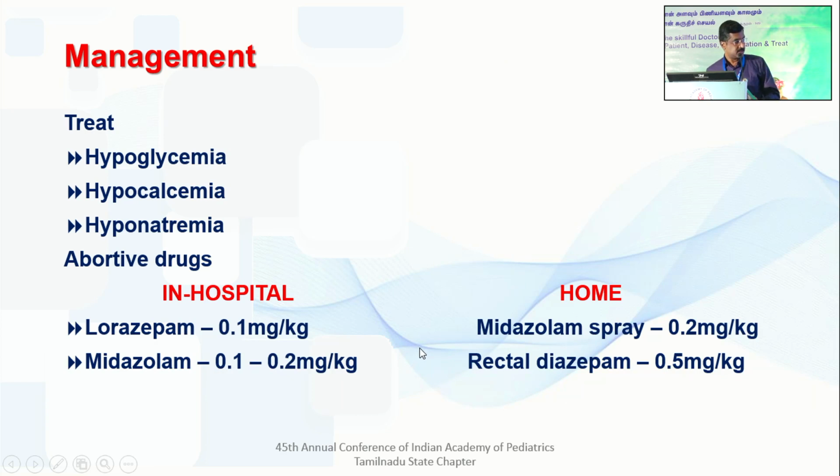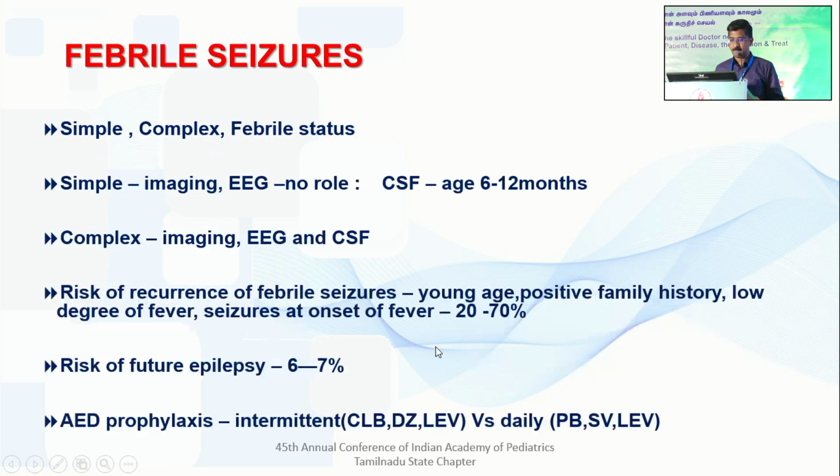So management: you have to treat if you see any hypoglycemia, hypocalcemia, or electrolyte imbalance. In a hospital setting, you can use either midazolam or lorazepam. I generally use lorazepam because of its longer duration of action. It gives us time to decide about the loading of drugs. And for home management, midazolam spray is really helpful, 0.2 milligram per kg. It comes in 2 strengths, one puff is 0.5, another is 1.25. You have to be very careful when prescribing the dosage.